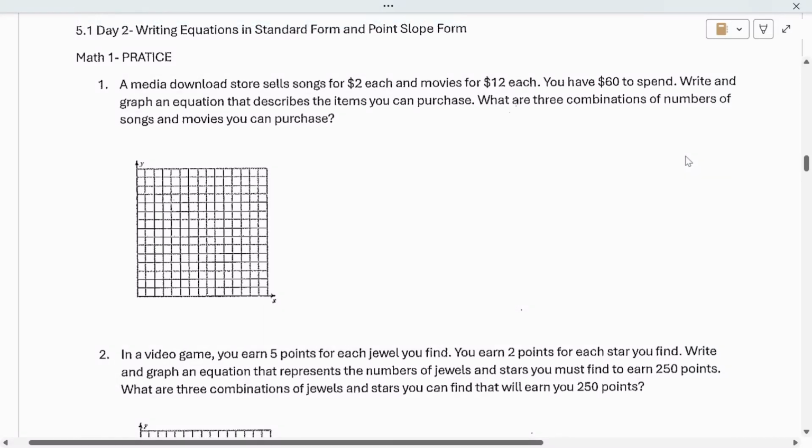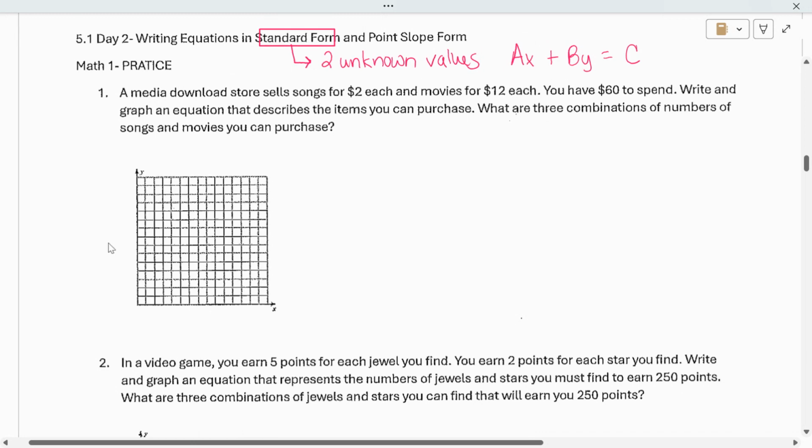Okay, so we are going to write our equations today in standard form or point slope form. So I just want to talk to you about standard form. Remember that when we use standard form, that means that we have two unknown values. That's how you know you're going to use standard form. You have the x coordinate and the y coordinate, and it equals some constant. So you use standard form when you have two unknown values.